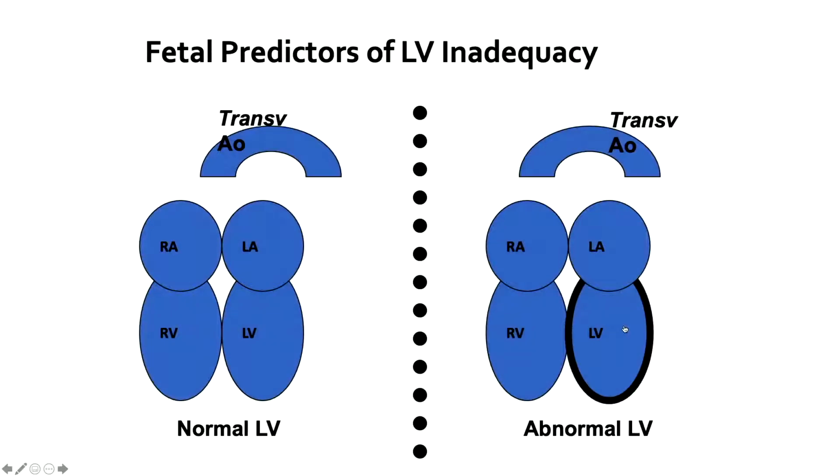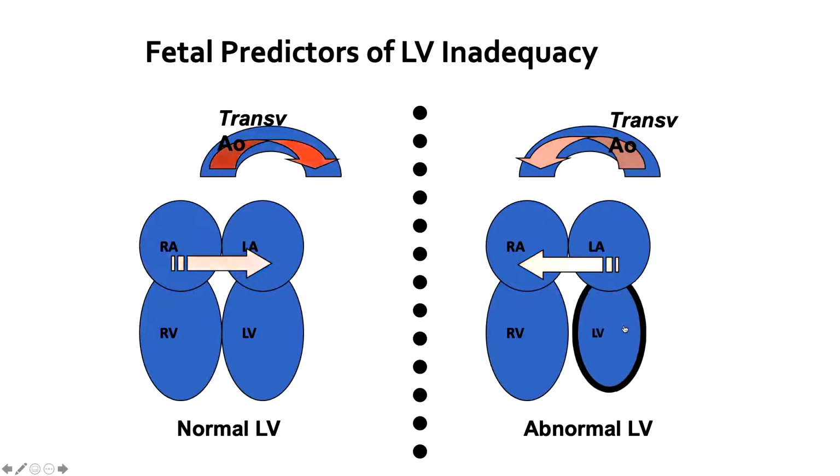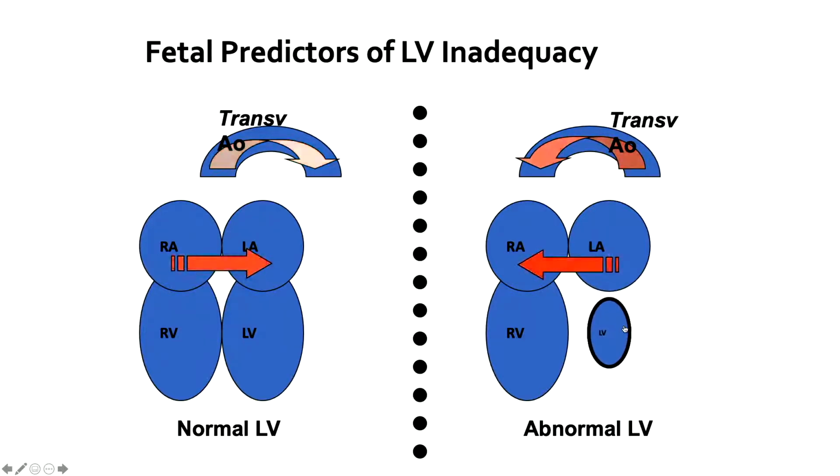The features that I just showed you are important to appreciate. In a normal heart, there is going to be flow at the atrial septum, right to the left, and antegrade flow in the aortic arch. However, within a context of an abnormal left side, if there is left to right shunting at the atrial level and retrograde flow in the arch, those are two features that will predict poor development of the left ventricle and the evolution of HLHS ultimately.